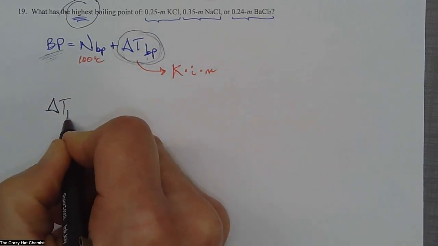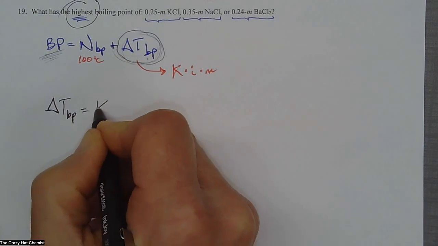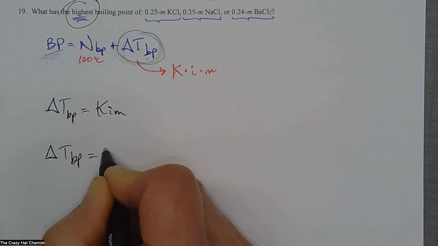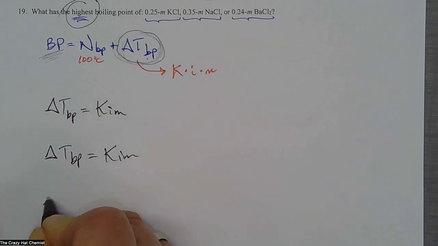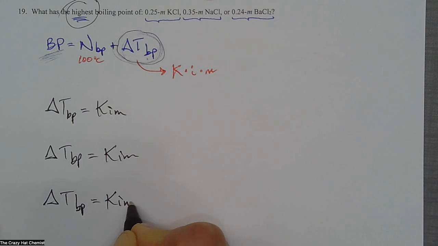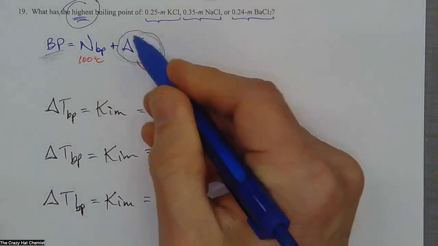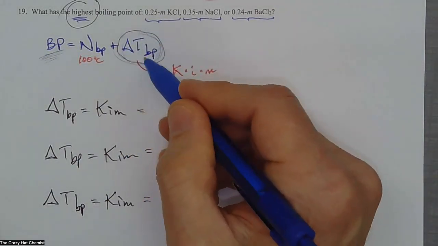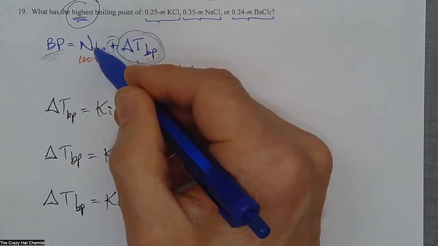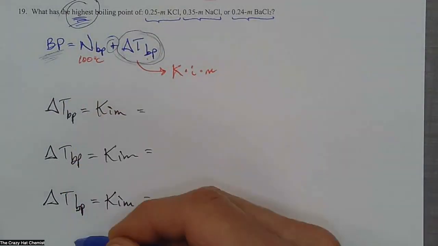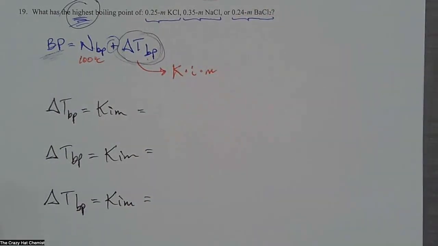So the change in temperature of the boiling point is equal to Kim. Okay, and so I'm going to plug into this equation. And whichever one is the largest will give me my largest change in temperature of the boiling point, which when added to the normal boiling point would be the highest. So I'm looking for the largest change in temperature, which would be the largest Kim.